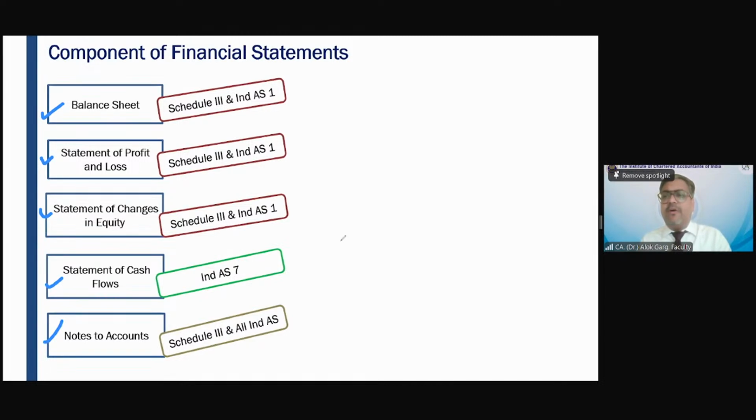Friends, if I talk about these components, balance sheet, statement of profit and loss, statement of changes in equity, notes to accounts, right? Division 2 to Schedule 3 also covers the guidance relating to these aspects, and Ind AS 1 also covers the guidance relating to these aspects. So we are confining our discussion to Ind AS 1, right? Today we are going to discuss Ind AS 1, Presentation of Financial Statements. So students, let's start with the questions and then I'll come to the concepts.